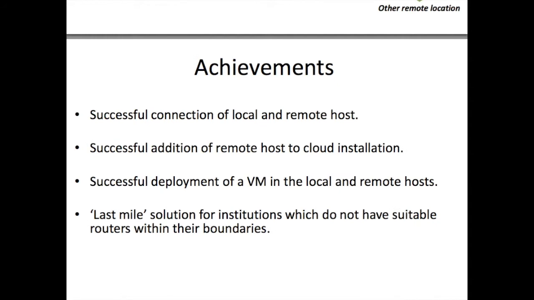So to summarize the achievements of this use case, the front-end machine of the cloud installation was successfully connected to a remote machine using an OpenNaaS Virtual Network. This was the main objective of the use case. The remote machine was successfully added to the cloud installation using standard StratusLab commands. Both the local host and remote host were then used to run VMs, one in each machine.